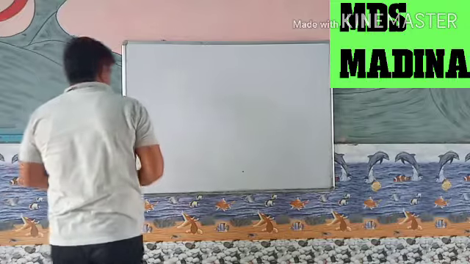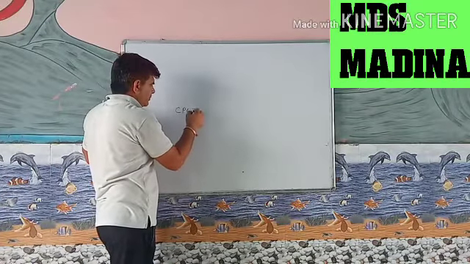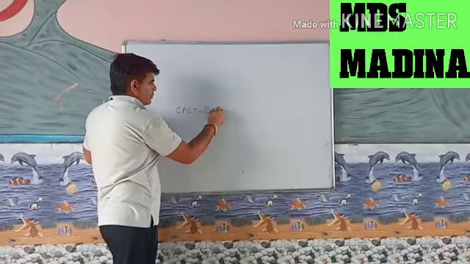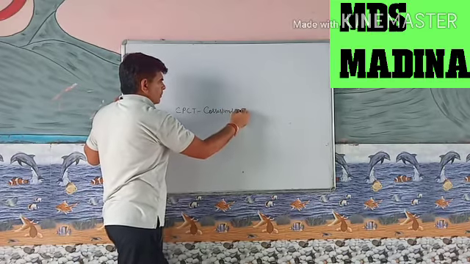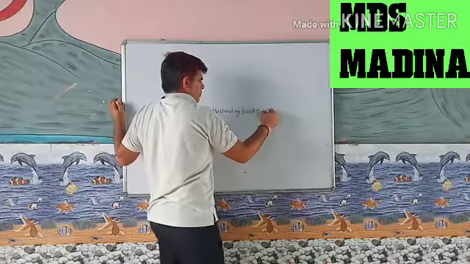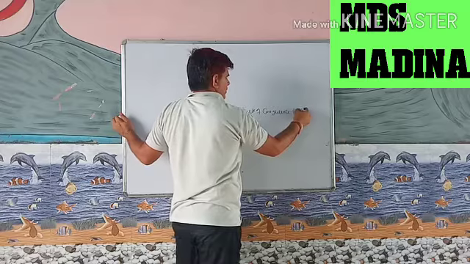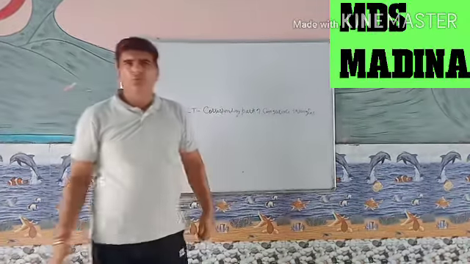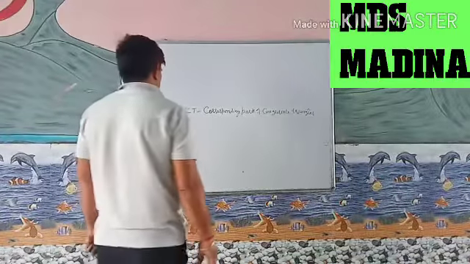In this chapter we are using one more word, CPCT. Its meaning is corresponding part of congruent triangles. And this we will use again and again, so I want to tell what that means.